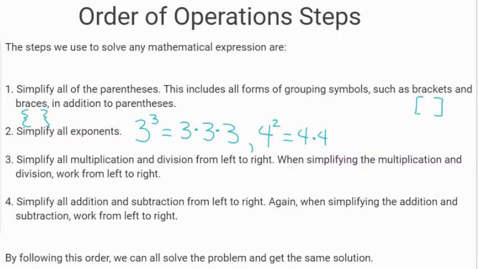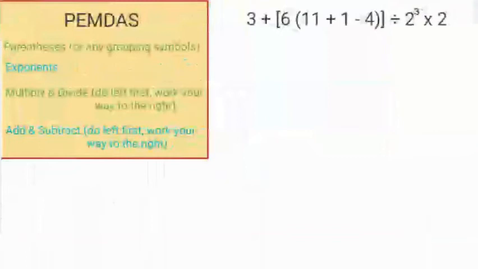If you follow all these steps in order, we can solve all problems and anybody can get the same solution. Sometimes they refer to math as the universal language, because it doesn't matter which language you're speaking, these orders follow through to everyone. All right, so here's an example problem.